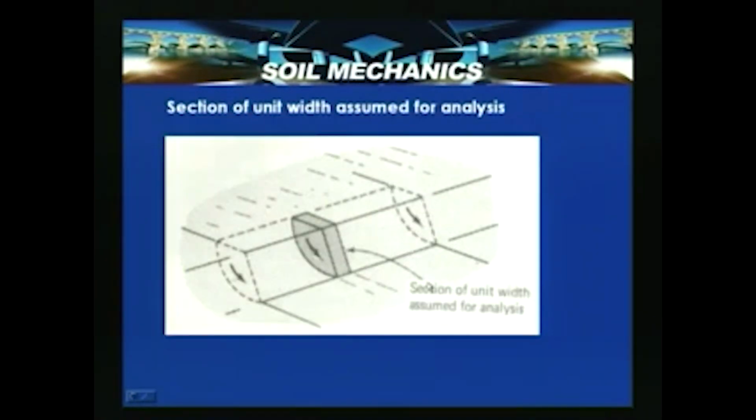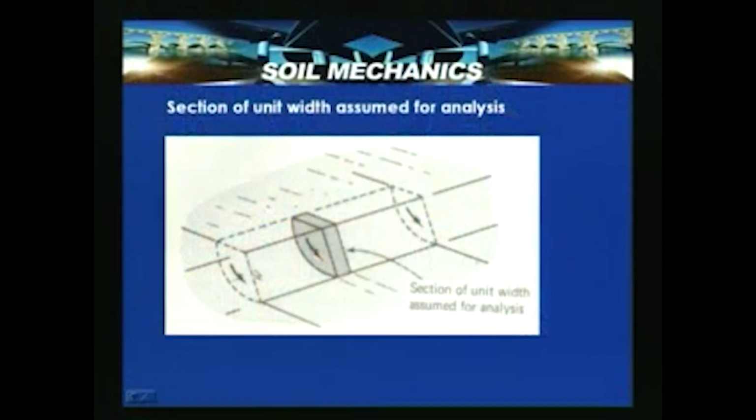In general, as we discussed in the previous lecture, sections of unit width are assumed for the analysis. So, here is a slope, or a bund, or a canal cut, or a vertical cut, and you can see the section of unit width assumed for the analysis. For example, if the weight is calculated in meters, then we calculate the weight of this section per meter width. This is considered because this type of structure illustrates a plane strain condition.